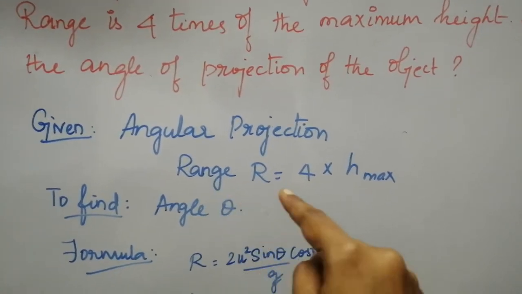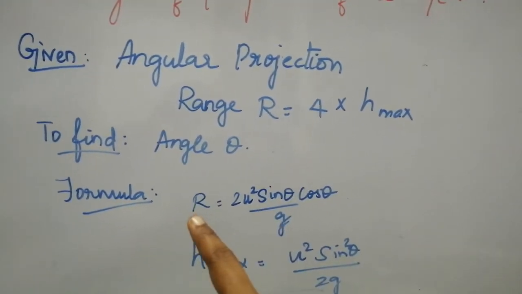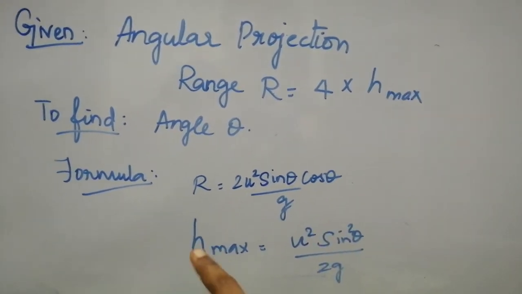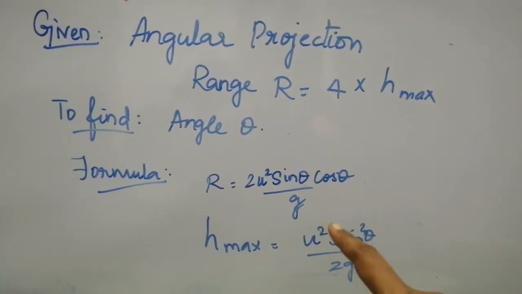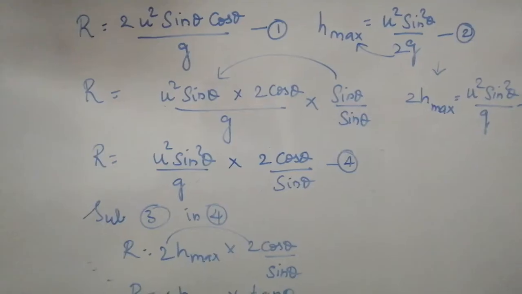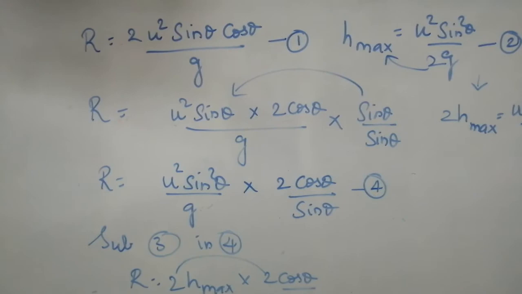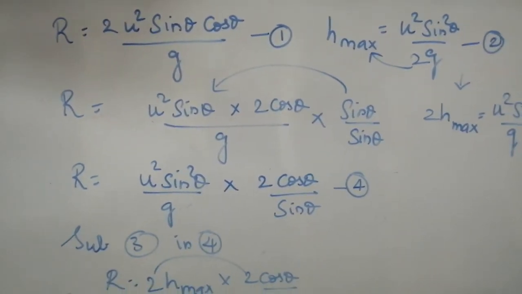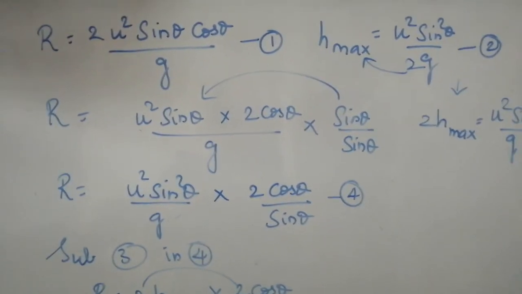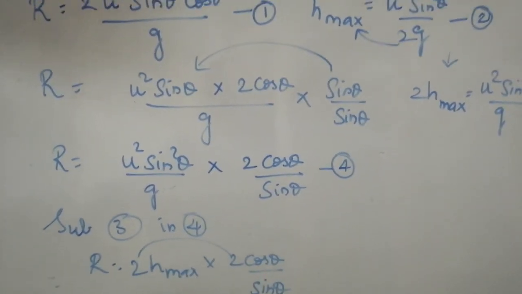We know the formula for range and the height h max. The formula that we are going to use is the range formula, which is 2u square sin theta cos theta by g, and the h max formula, which is u square sin square theta by 2g. So let us go into the solution now. I have two equations: range R equals 2u square sin theta cos theta by g, let this be equation 1, and h max equals u square sin square theta by 2g, let this be equation number 2.